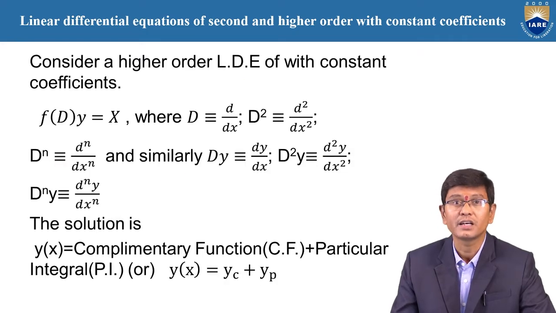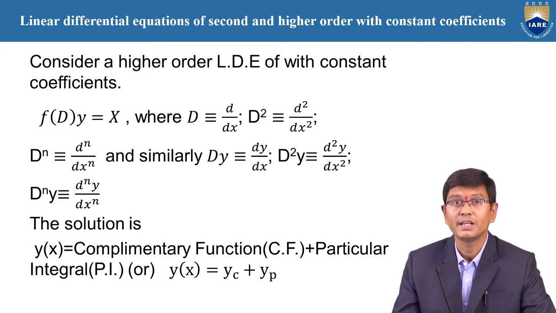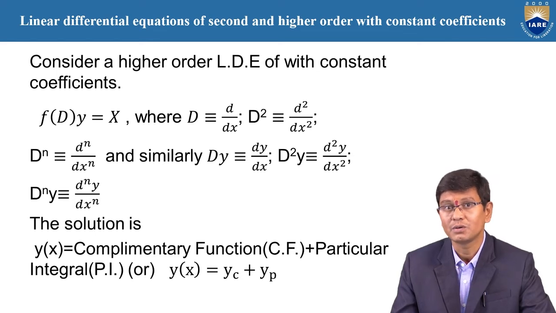Now we consider that capital D is equal to d/dx, D squared is equal to d squared/dx squared, D cubed is equal to d cubed/dx cubed, and similarly D^n is equal to d^n/dx^n. And similarly, when multiplying with y, Dy is equal to dy/dx, D squared y is equal to d squared y/dx squared, and D^n y is equal to d^n y/dx^n.